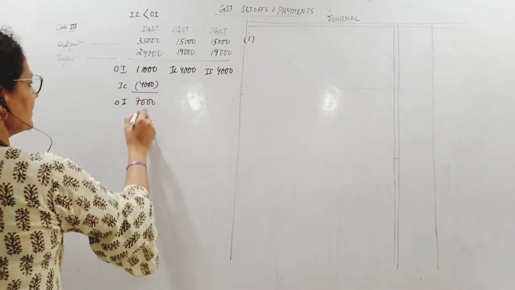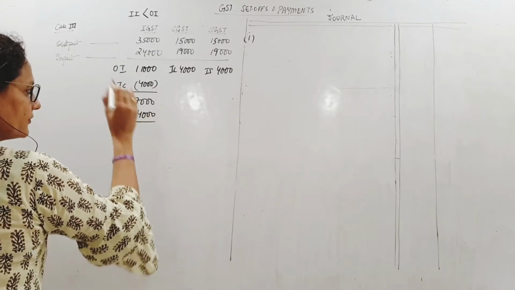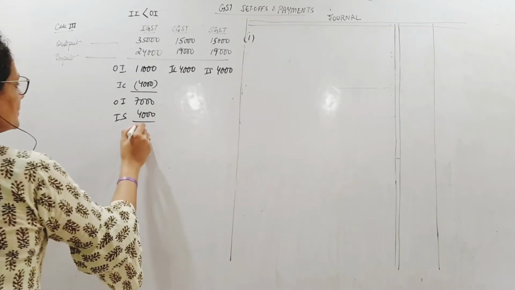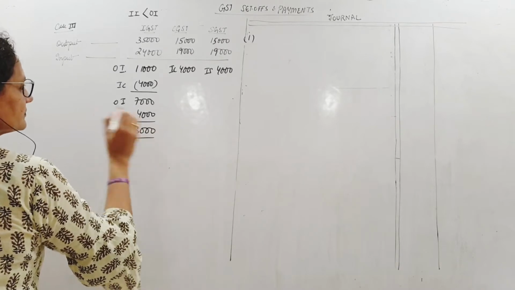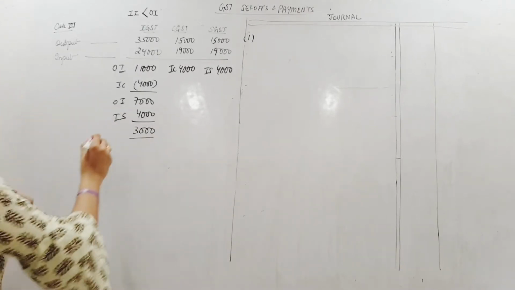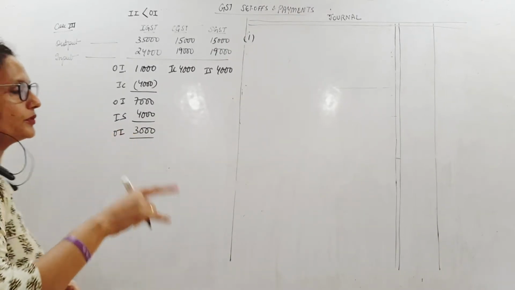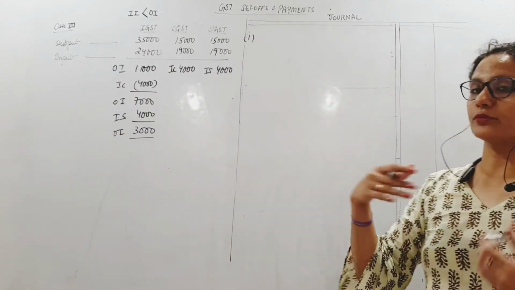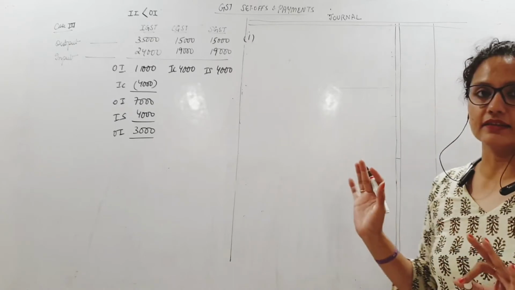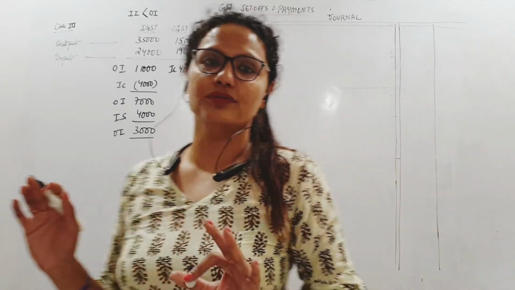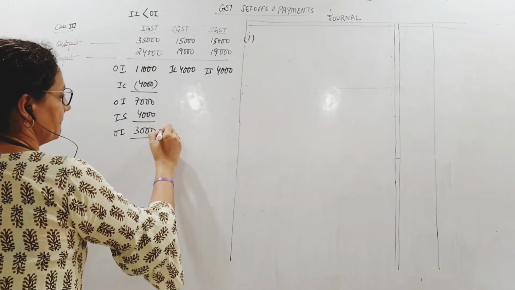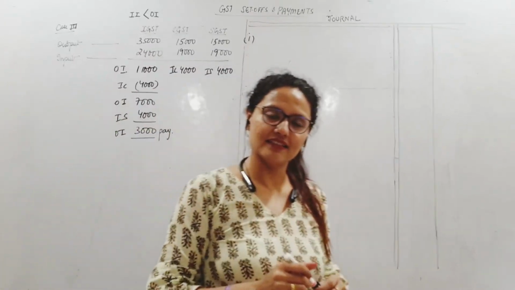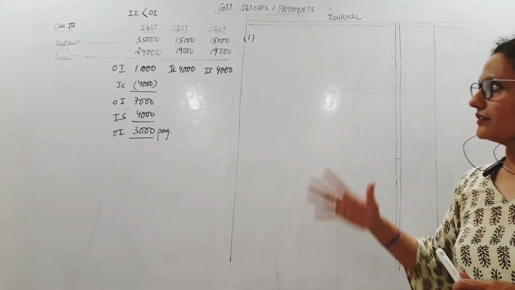This I can utilize again to set off this 4,000 of input SGST. So again I will be left with 3,000, meaning output IGST is still more than the inputs. All inputs we have written off. Still it is in excess, right? So what do we do? Output is more, we need to pay to the bank, pay to the government, right? So that's how you start.